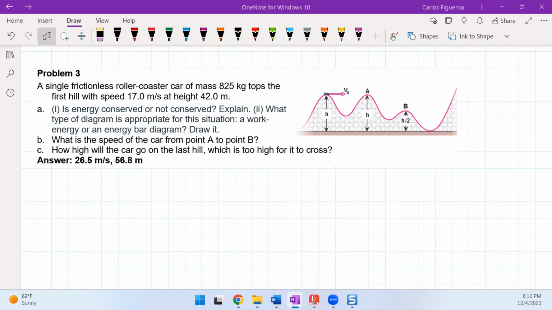Problem 3. A single frictionless roller coaster cart of mass 825 kilograms tops the first hill with the speed of 17 meters per second at height 42 meters. A. Is energy conserved or not conserved? Explain. What type of diagram is appropriate for this situation, a work energy or an energy bar diagram? Draw it. What is the speed of the car from point A to point B? And then C, how high will the car go on the last hill, which is too high for it to cross?